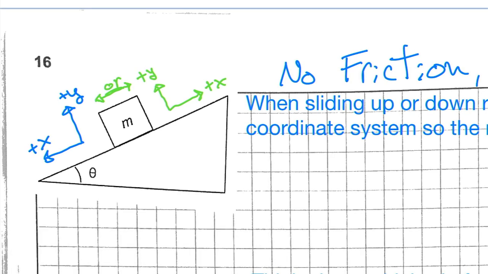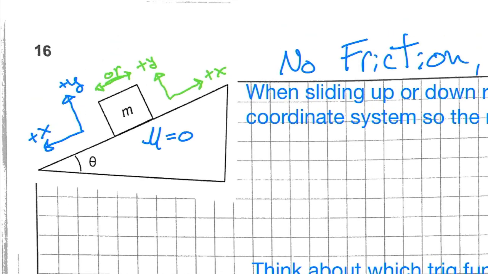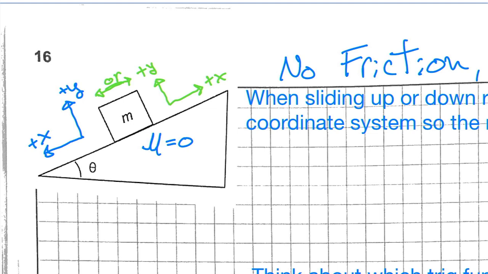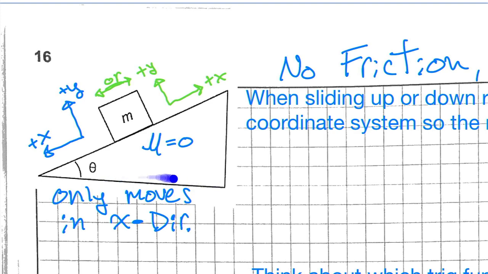We should remind ourselves here that mu equals 0, there's no friction. And with using the tilted coordinate system here, the object only moves in the x direction. That's the benefit of using a tilted system. If we used a standard system where the x coordinate was parallel to the bottom and the y coordinate was vertical, then as the object moves up or down the ramp, it's really moving in two dimensions. It would be moving in both the x and the y direction. It just makes using Newton's laws harder.